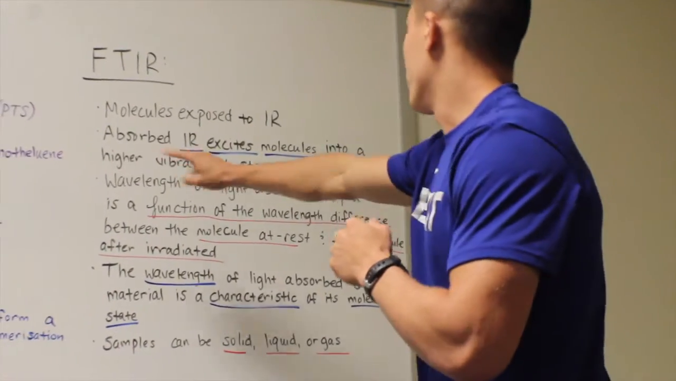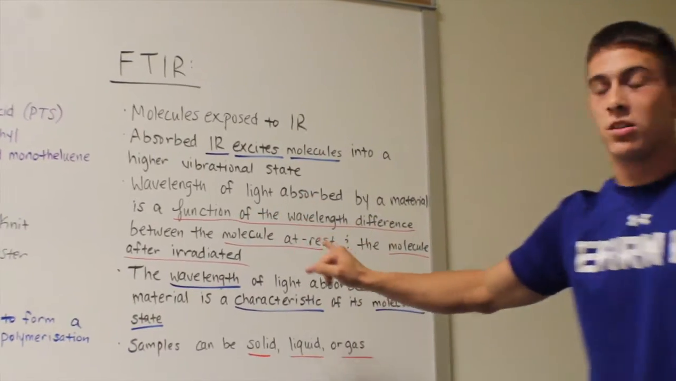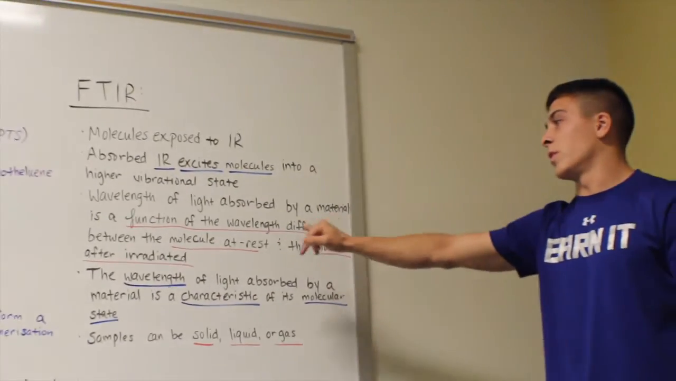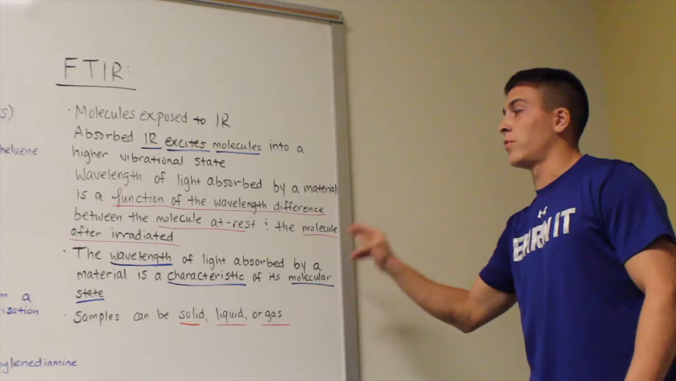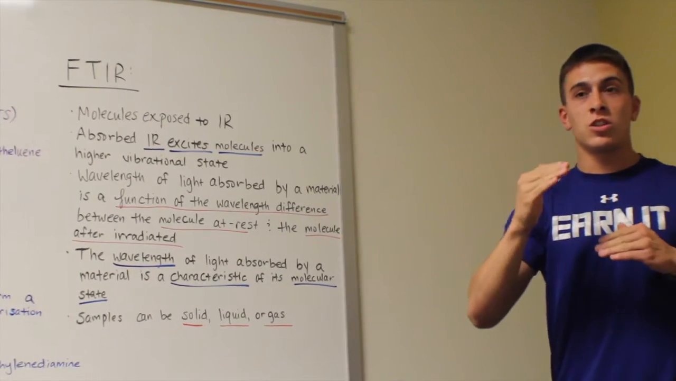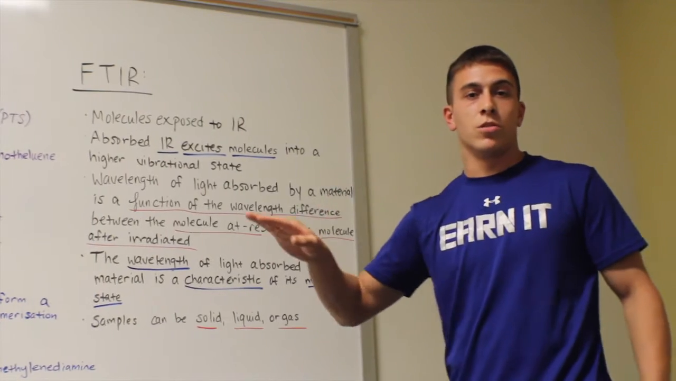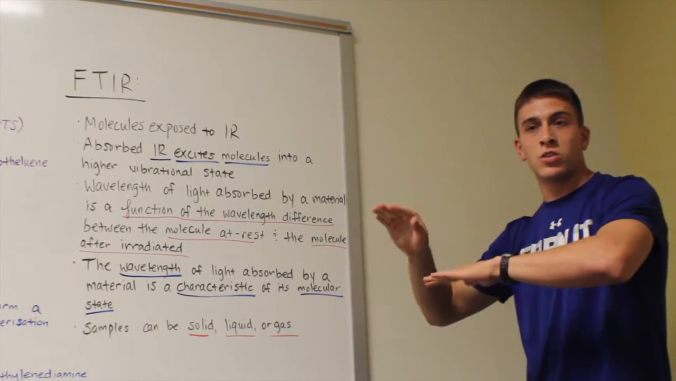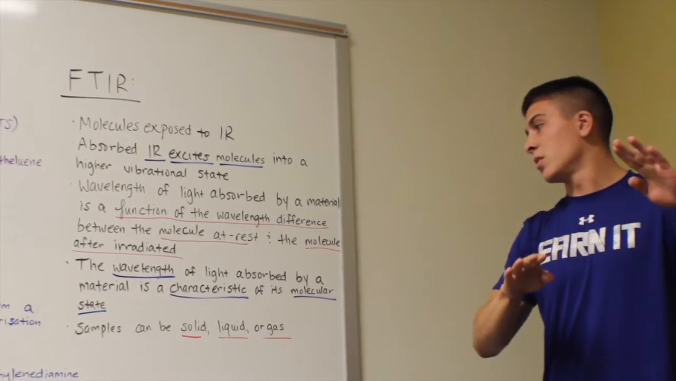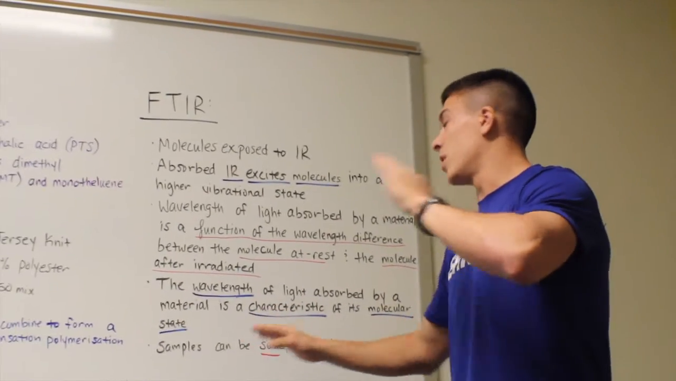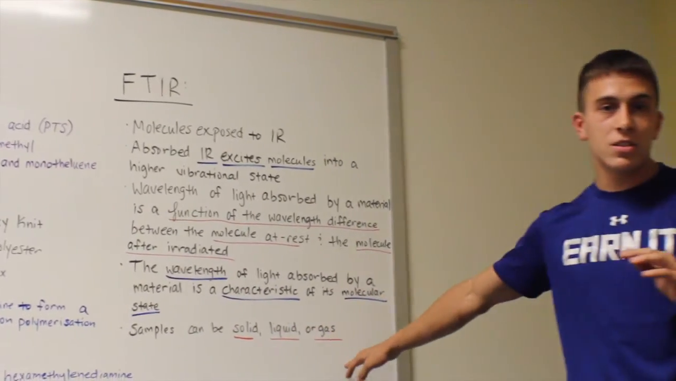The wavelength of light absorbed by a material is a function of the wavelength difference between the molecule at rest and the molecule after it is irradiated. This wavelength function is very specific to the molecular state of a material, so we're able to use it to identify what material it is. We could use FTIR to test solids, liquids, or gases.